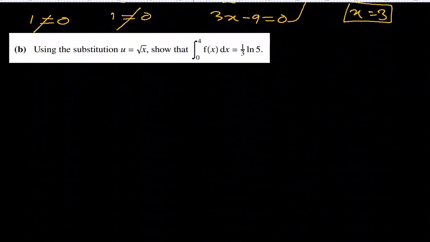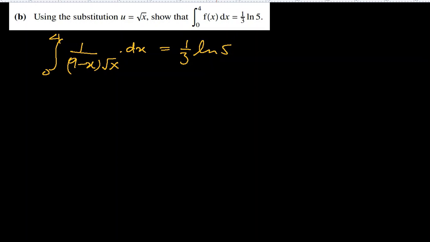Using the substitution u equal to square root x, show that the definite integral is equal to 1 over 3 ln 5. Okay, so first of all, what was f(x)? It was the integral from 0 to 4 of 1 over 9 minus x, square root x, dx. This is what we have to prove, that it is equal to 1 over 3 ln 5.